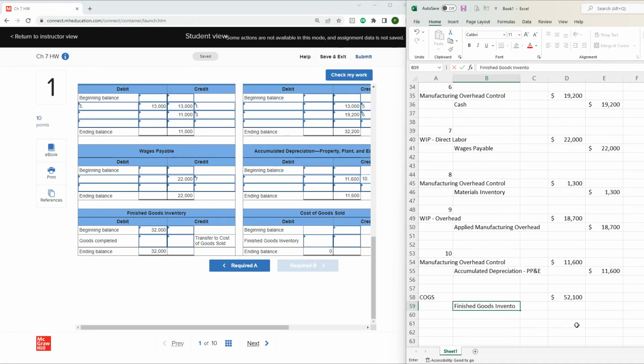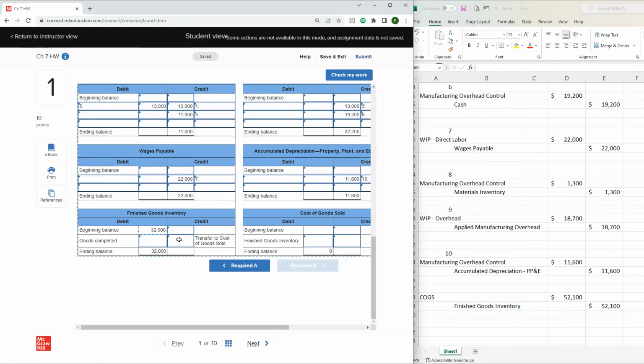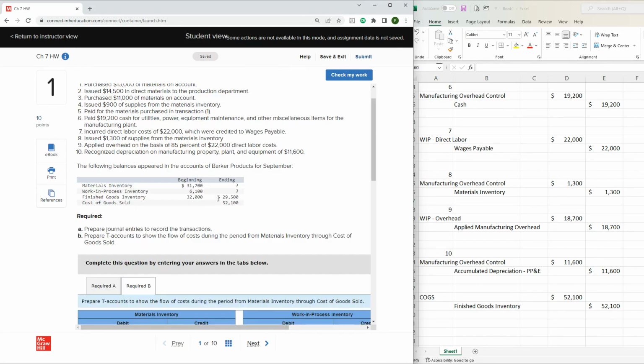So we started with $32,000 of finished goods. At some point, we transferred out $52,100, the cost of goods sold, and so that'll be a debit to cost of goods sold for $52,100. Now, one last thing to figure out is the question tells us that finished goods inventory ending is $29,500. So we have beginning inventory, ending inventory, and we know the transfers out was $52,100. So we need to know how much was transferred in.